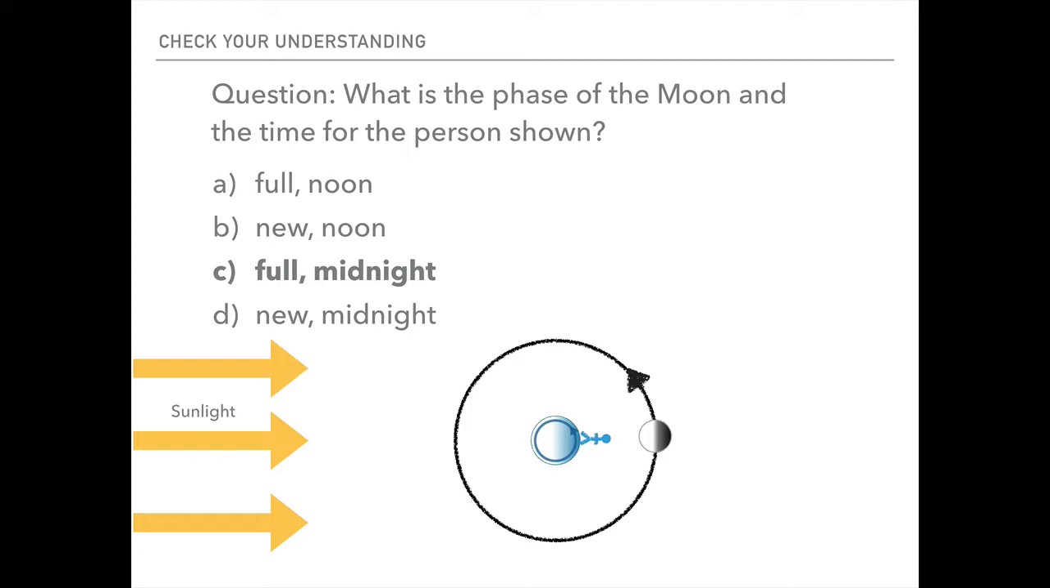The answer is C. The moon is full because it is in the position where we see its entire daylit side, and it is midnight for this person because the sun is on the complete opposite side of their sky. Notice also that the full moon is directly over the person's head in this position, so we conclude that when it is full moon, the moon passes overhead, or more generally through its highest point in the sky, at midnight.